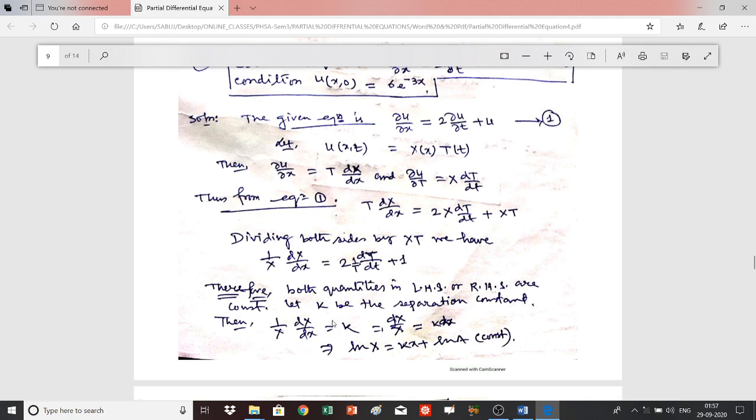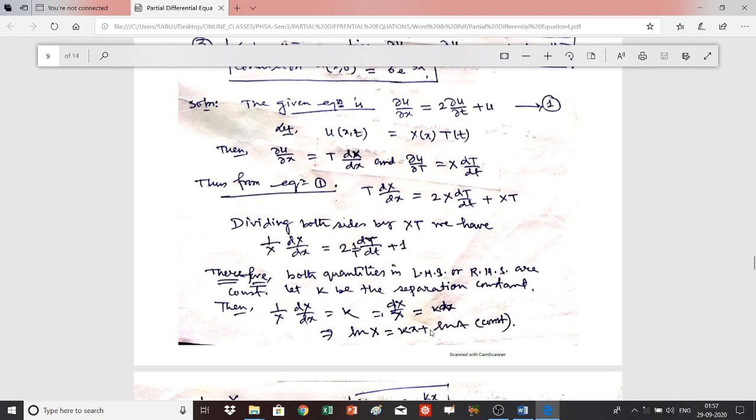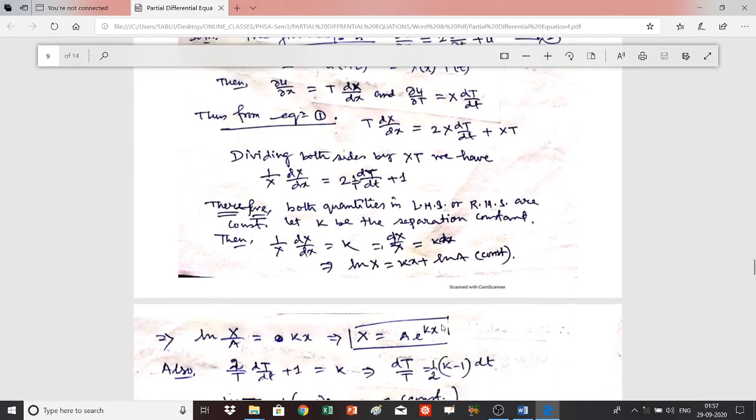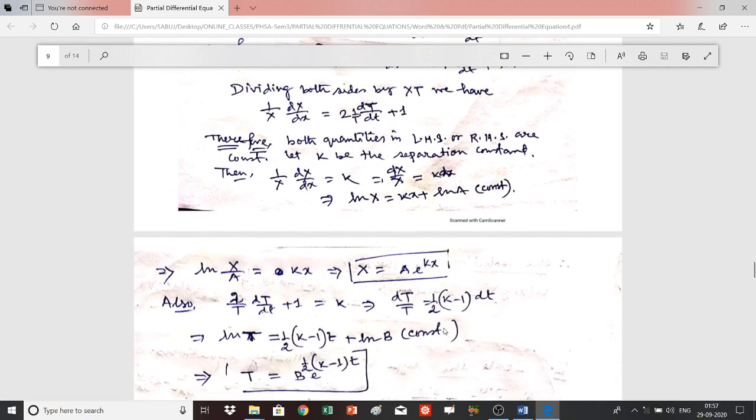So from here you can write 1 by X dX by dx is equal to k. That k is the separation constant, and from here you can easily find out the value of log X. You can find out the value of X. This is the process of solving this. So that will give you X is equal to a e to the power kx. And also another one is 2 by T dT by dt plus 1 is equal to k, and from here you can write dT by T is equal to half (k minus 1) into dt from this relation.